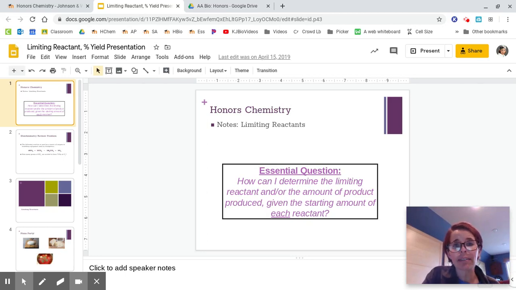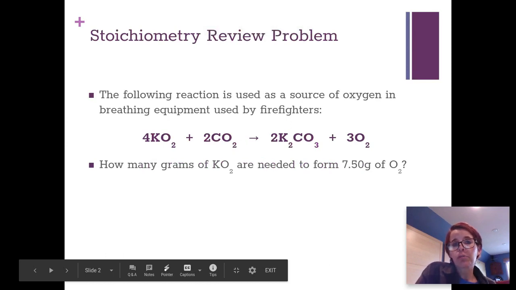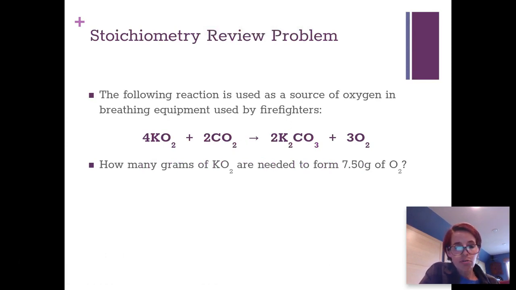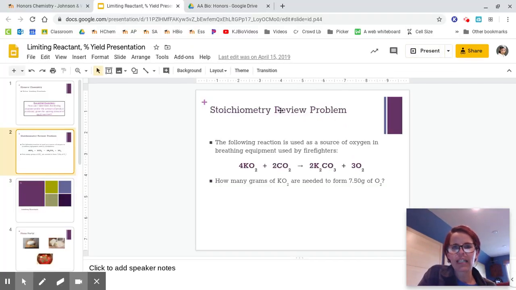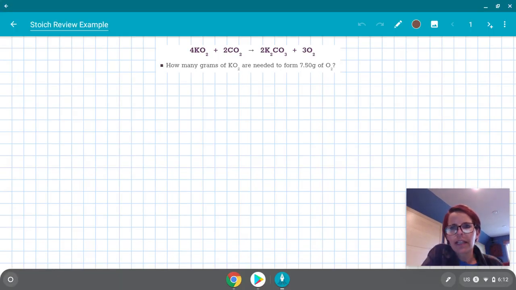Today, we're going to be talking about limiting reactants and percent yield. Before we do that, I'm going to go ahead and do one stoichiometry review problem. To do the stoichiometry review problem, you might want to try doing it with me. Maybe grab a paper and pencil and a calculator, see if you can keep up with me. I'll do it over on this Squid program here that I can write. I'm going to just write directly on my Chromebook, so I might look a little bit funny as I'm writing.